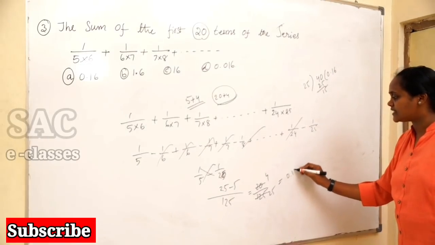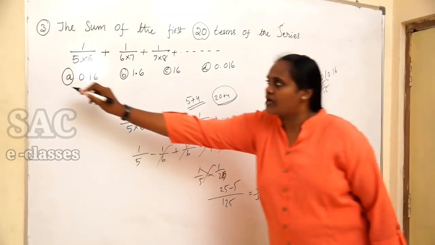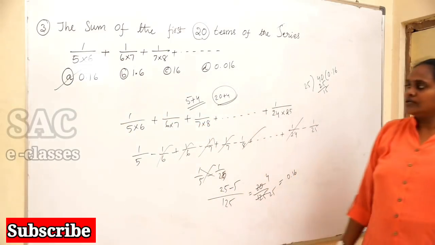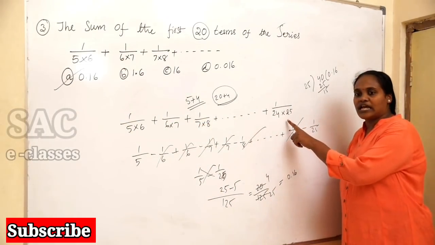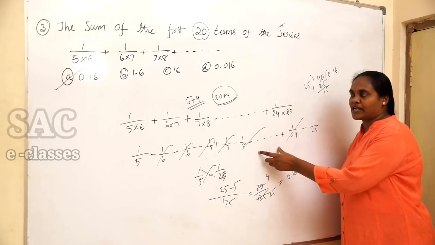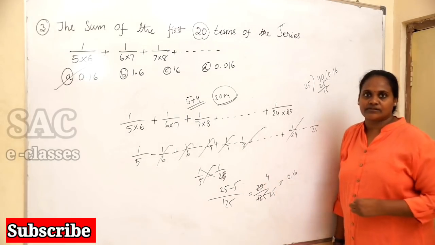So the answer is 0.16. You have to choose option A. Simply, I found the last term, later I applied the rule, and then we got the answer.